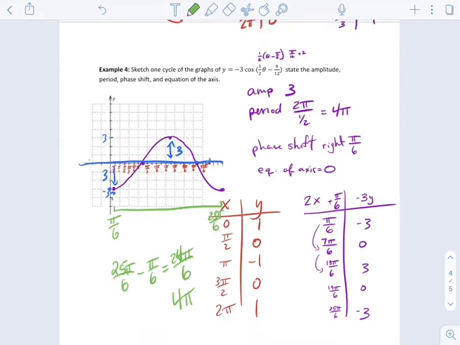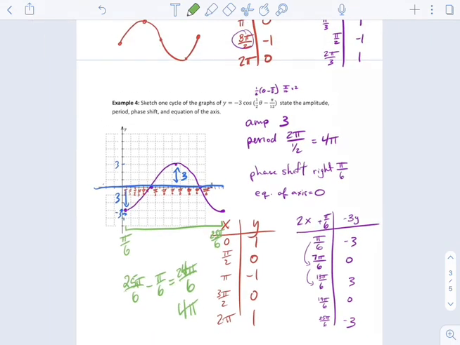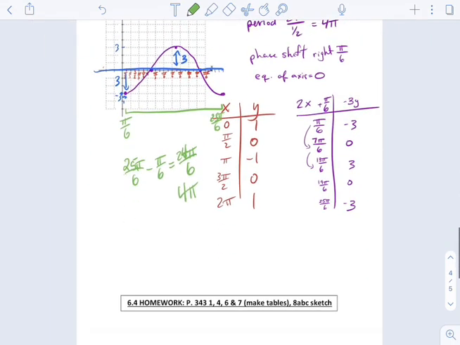And that's that one. If you have any questions, let me know. There's a few questions down at the bottom that you can try for the sketching of these for the transformations.